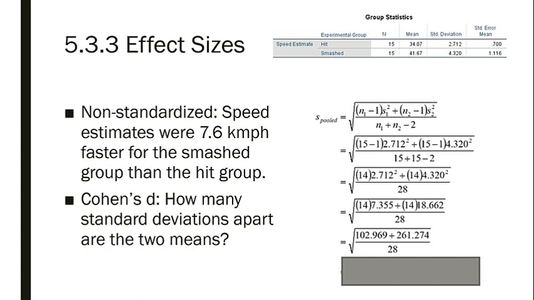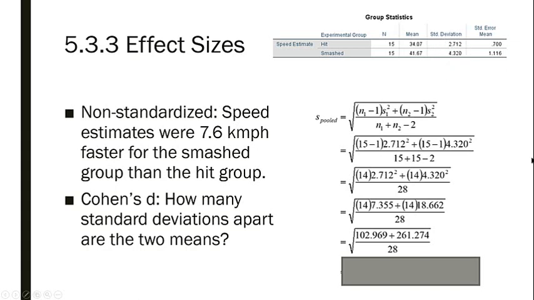So I've plugged all the numbers in, done the arithmetic, and when you get down to this second last line, we're looking at 14 times 7.355, which is the variance for sample 1, plus 14 times 18.662, the variance for sample 2, divided by 28. Just as a note, remember we're taking these numbers from the group statistics table, the descriptive statistics table.